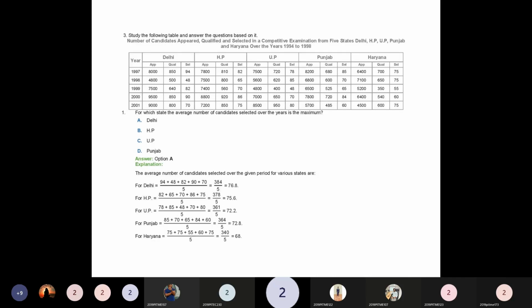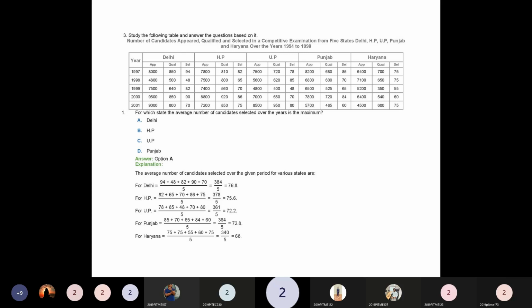The next one. Here they've given the data of students who appeared in the competitive exam. There are 5 states: Delhi, Himachal Pradesh, Uttar Pradesh, Punjab, and Haryana. The data covers students who appeared for the competitive exam, qualified, and were selected.